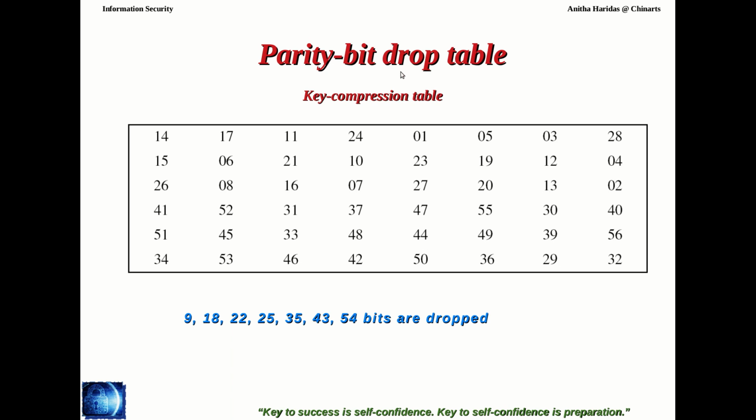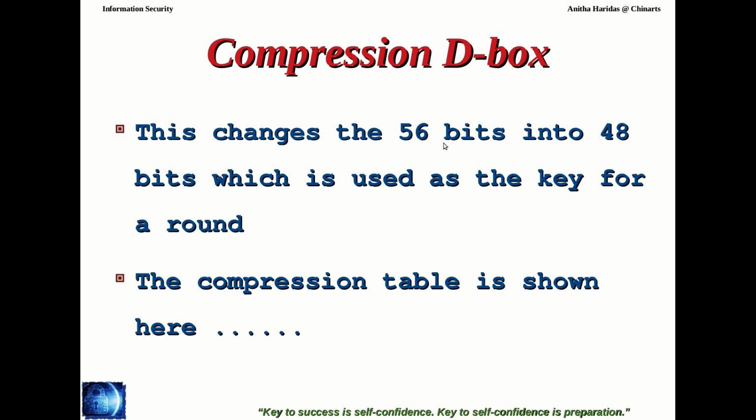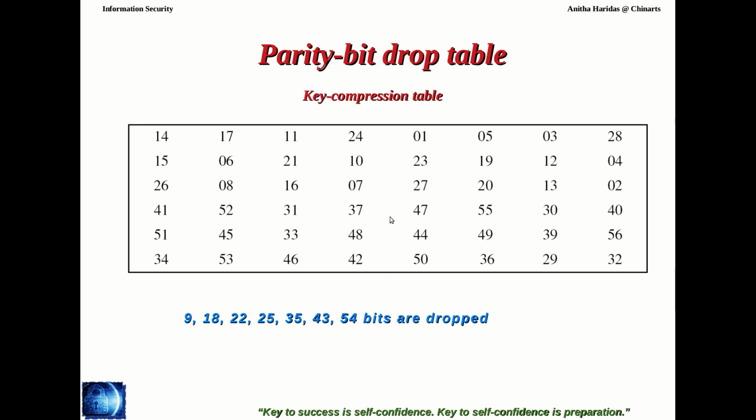It is actually the key compression table, not the parity bit drop table. Please make a note of it. Okay, so this is the key compression table, and using this table, the 56 bits which we get after shifting will be converted into 48 bits.